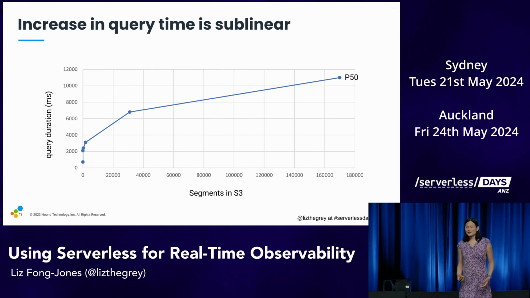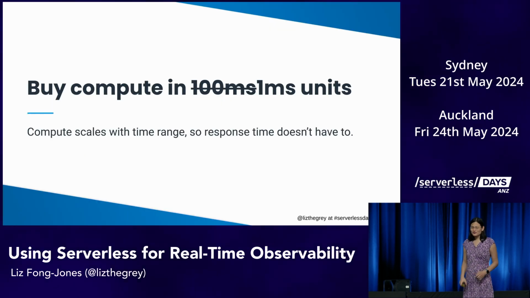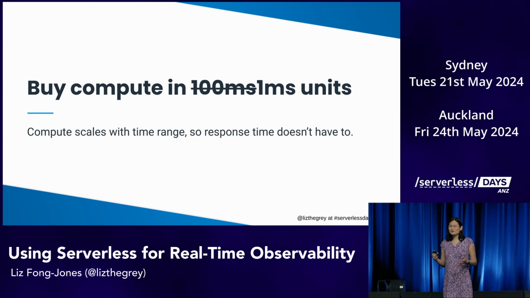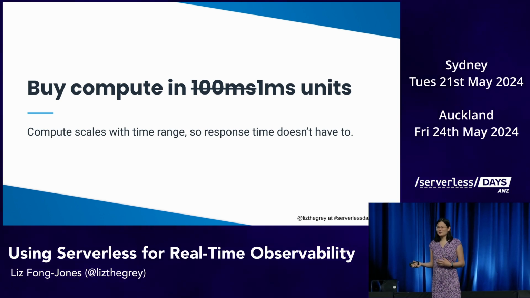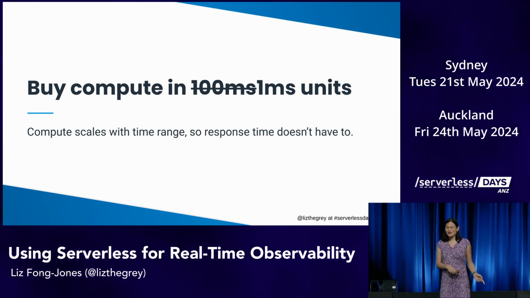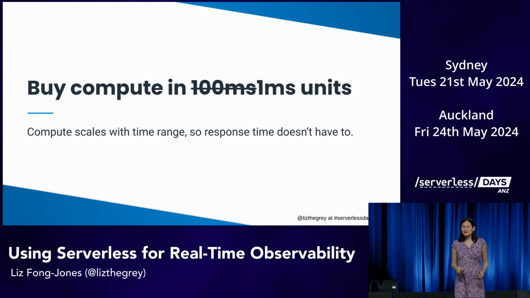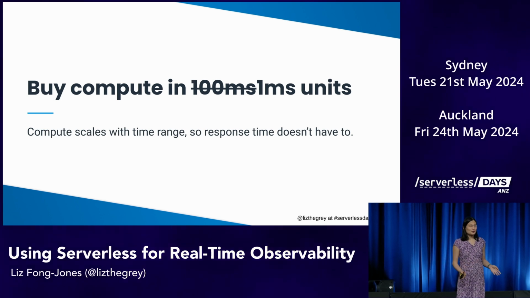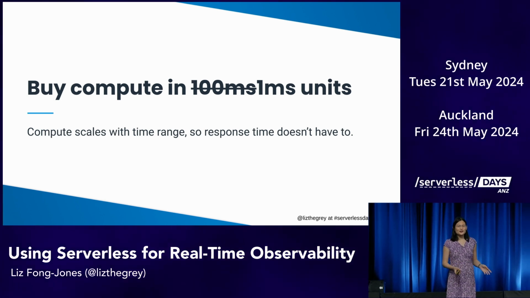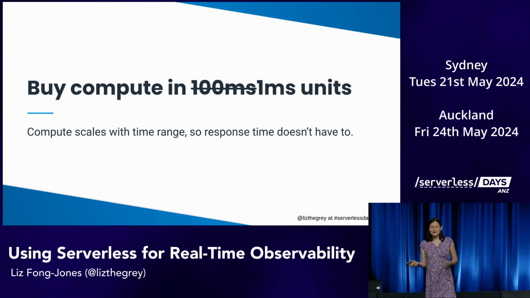If you're querying months of data, you can still get results in under 10 to 20 seconds, which is pretty good. And it turns out you're not just buying compute in 100 millisecond units, because AWS Lambda, at least, and I believe Google Cloud does this too now, allows you to be billed in 1 millisecond units rather than 100 millisecond units. So you don't wind up paying a large fixed startup cost or a large fixed query cost. And the faster your query completes, the less money it costs you.